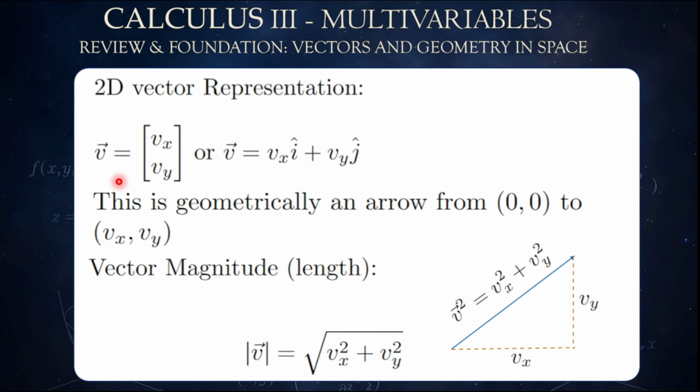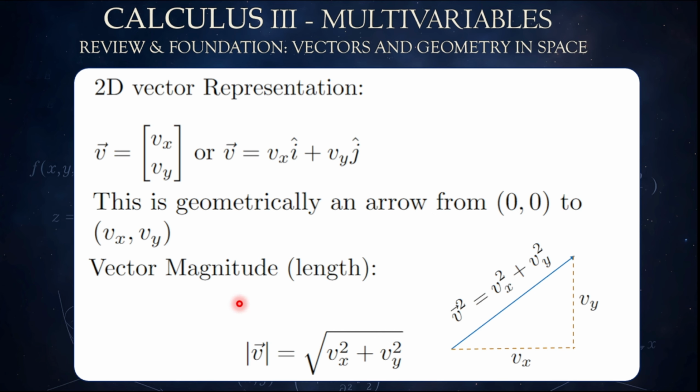Again, the vector is represented by v equal (vx, vy), where vx and vy are the coordinates of the vector in the xy system, or another form for that is v equal vx i plus vy j. i and j are respectively the unit vectors for the x and y axis. This is geometrically an arrow, from (0, 0), which is the origin of the axis, to (vx, vy).